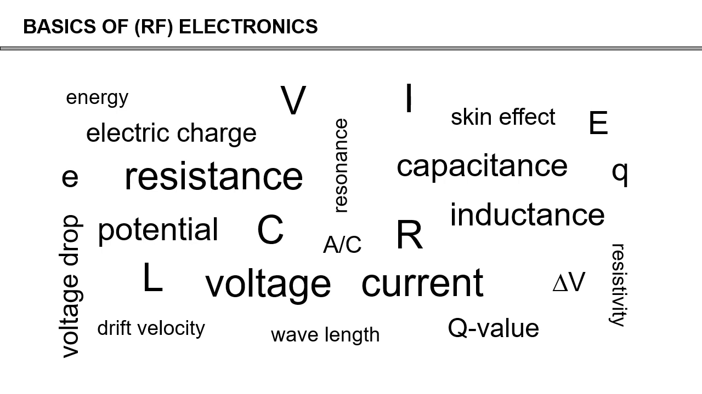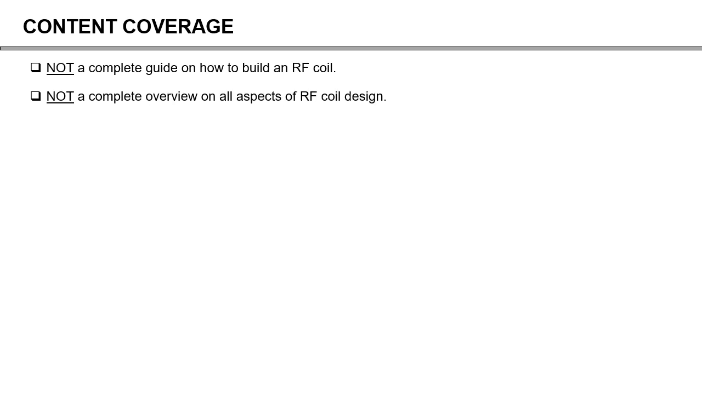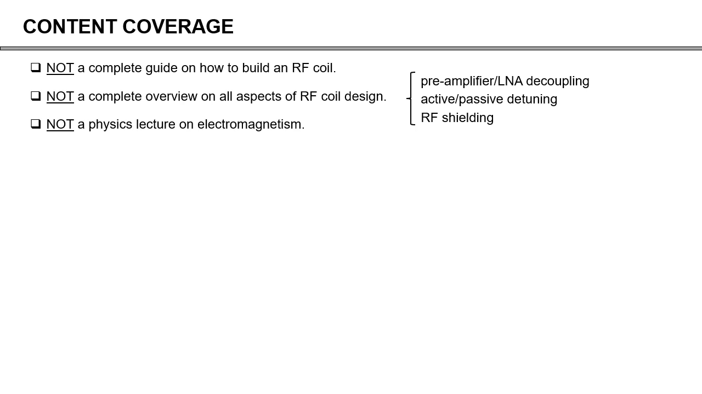Then the question becomes, where do we start and what do we include? Well, the first thing I was thinking of is to define what this is not going to be about. It is not going to be a complete guide on how to build an RF coil. This is also not going to be a complete overview of every aspect of RF coil design. So we're not going to talk about preamplifiers, active and passive detuning, or RF shielding. And this is certainly also not going to be a physics lecture on electromagnetism.